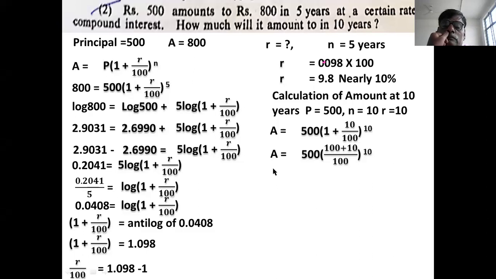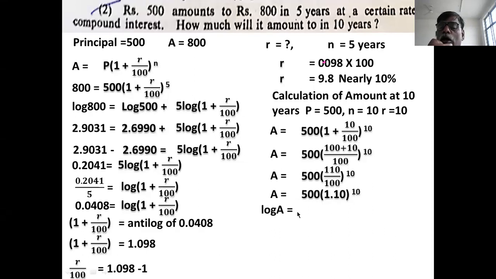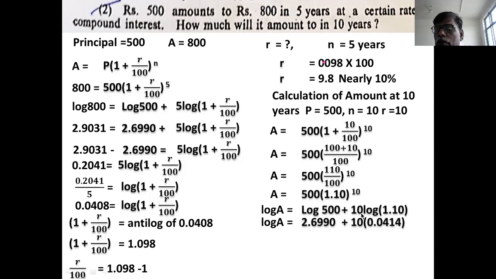Then A is equal to 500 into 110 divided by 100 raised to 10. So A is equal to 500 into 1.1 raised to 10. So log A is equal to log 500 plus 10 log 1.10. If you see the logarithm table, 500 characteristic is 2 and 500 logarithm is 6990, plus 10 log 110.